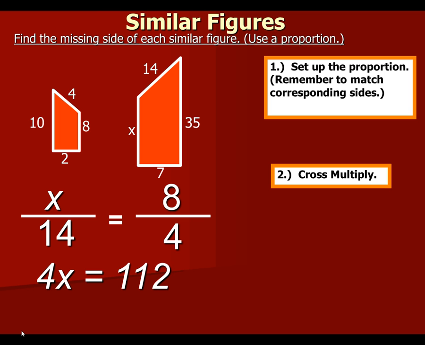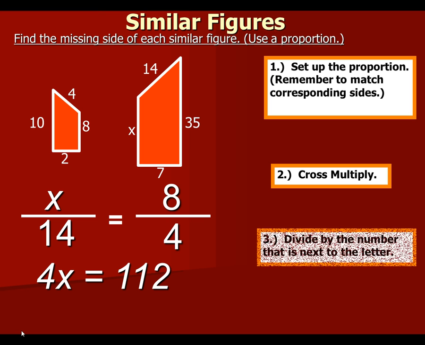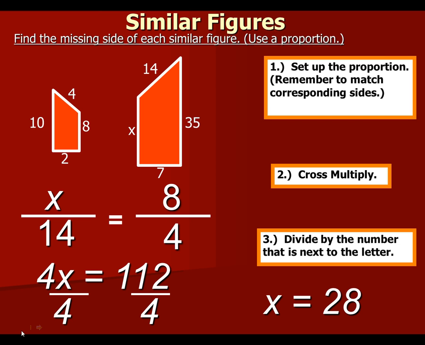Cross multiply. 4 times x is 4x. 14 times 8 equals 112. Divide by 4, and you should get 28. And there it is. So now we've got our m, which was 2, and our x, which was 28.